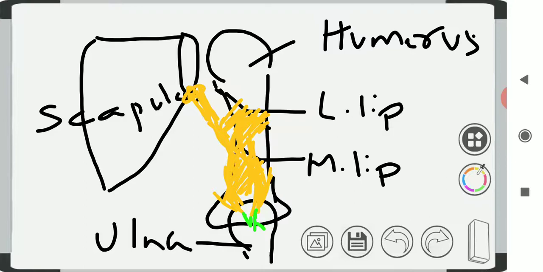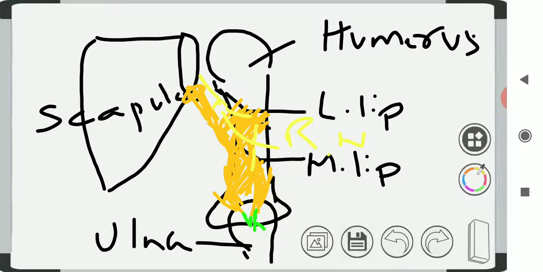Coming to the nerve supply, it is supplied by one nerve called the radial nerve. Above the spiral groove, the long head and the lateral head will get supplied. In the spiral groove, again the lateral head and the medial head will get the nerve supply. So the nerve supply is by the radial nerve.